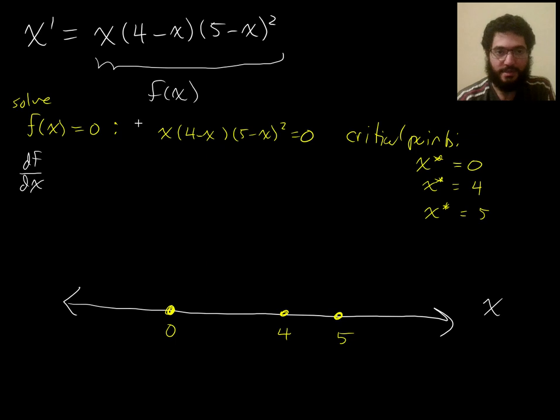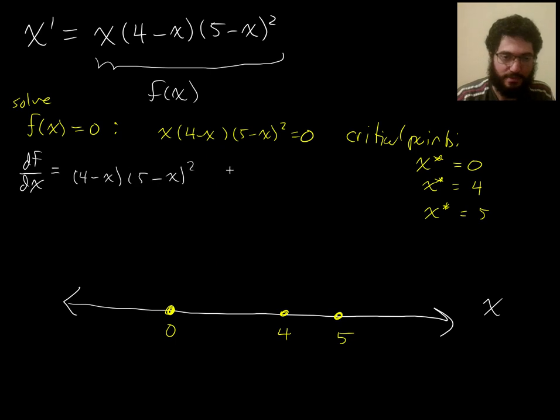Or you can plot f. But I want to show you that you can do things without plotting if you want to. So df dx, now it's not a time derivative, it's just a derivative with respect to x. So treat x like it's the variable here. So here I'd have to do the product rule, right? Or, you know, I can multiply this out or something. I'm going to choose to do the product rule.